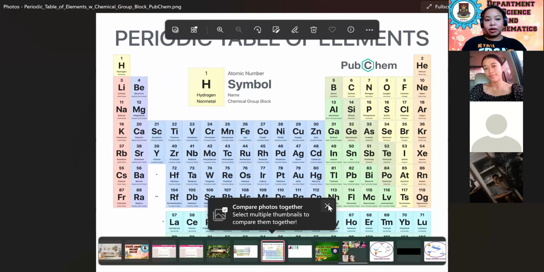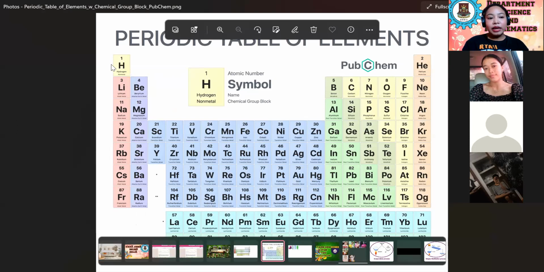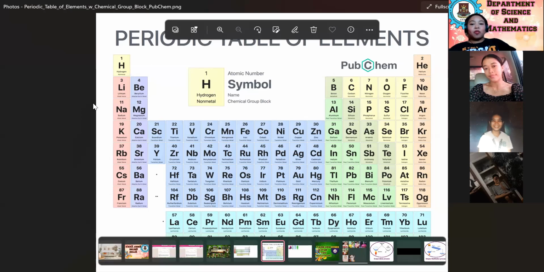Yes, ma'am. Okay. So, in this left part of the periodic table, there are numbers 1 to 7, which stand for our principal quantum number. Many refer to the principal quantum number as the energy level, which is wrong. So this is not the first energy level, second energy level, third energy level, fourth energy level, and so forth.